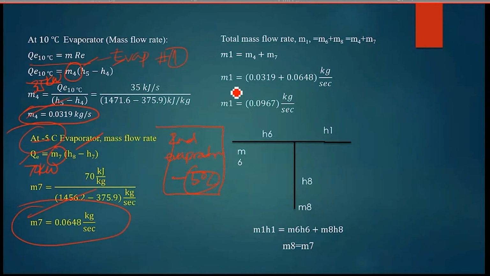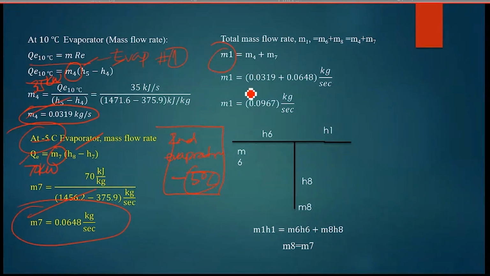Why do we need that? Because we will have the so-called mass balance according to the first law of thermodynamics, right? So mass entering, mass leaving, energy entering, energy leaving, energy in, energy out. First law of thermodynamics. So when you add M4 and M7, that is M1.